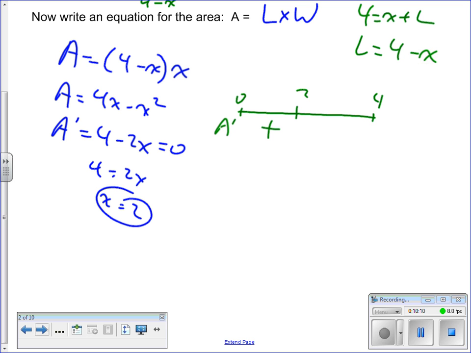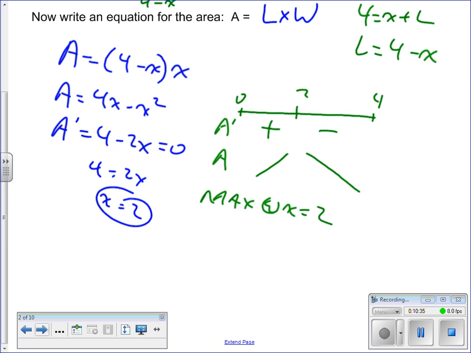Minus, wait. I plug it into the derivative. I plug it in the derivative, my bad. So I put 1 in here, it's still positive. If I put 3 in here, I get a negative, thank you. My bad, a little off this morning. So that means my area is increasing until it gets to 2 and then starts decreasing. So I have a max at x equals 2.